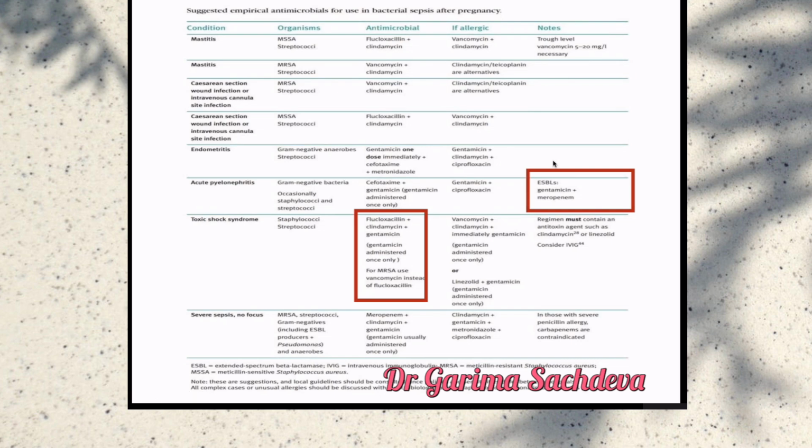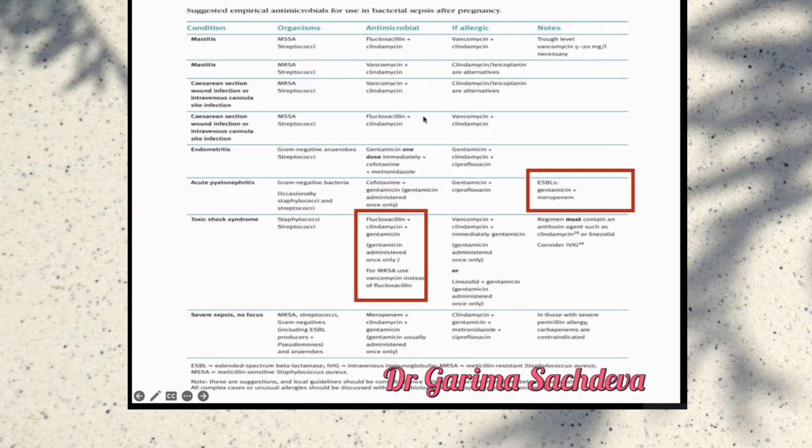What is the difference between these two mastitis? The first one is penicillin sensitive. This is penicillin resistant. Sensitive and resistant. Sensitive, you can give penicillin derivatives like flucloxacillin and clindamycin combination. This is the same for mastitis. MSSA, you can give this. MRSA, you give vancomycin.